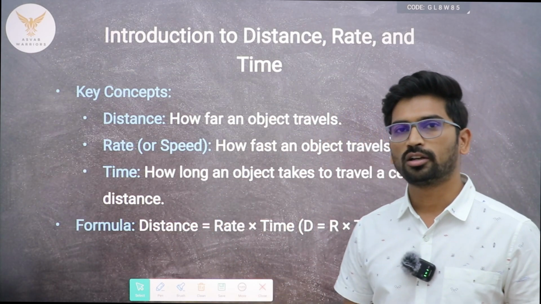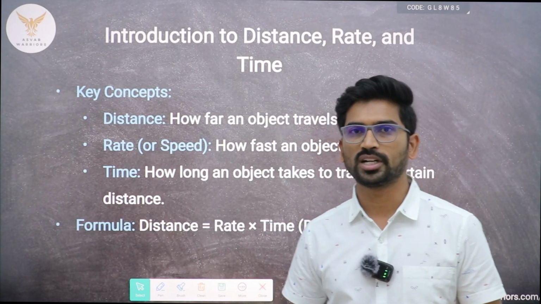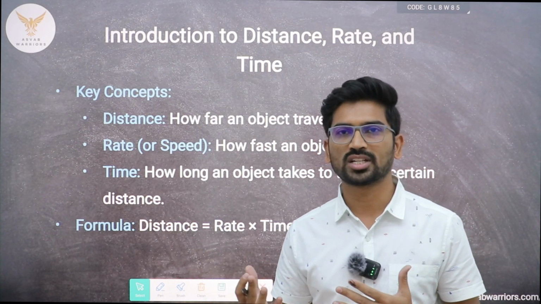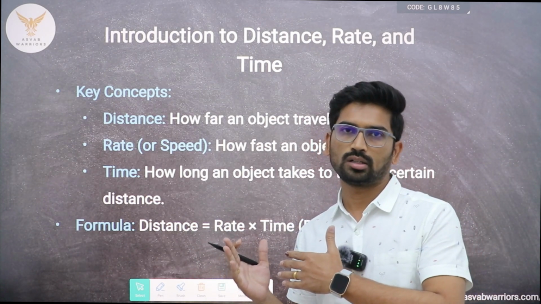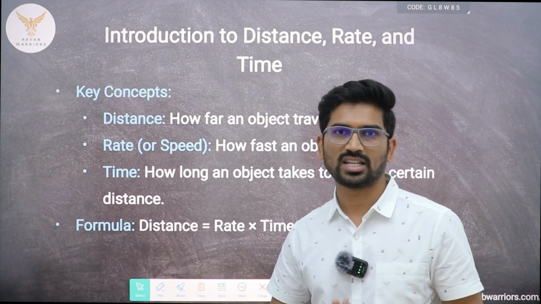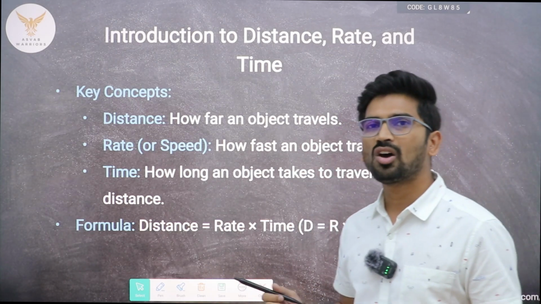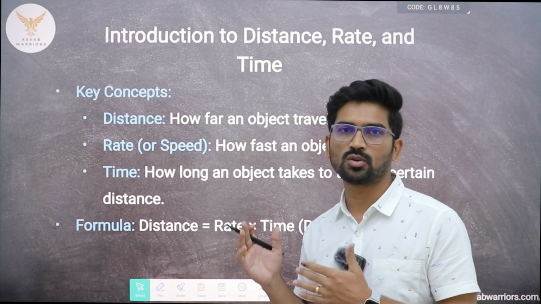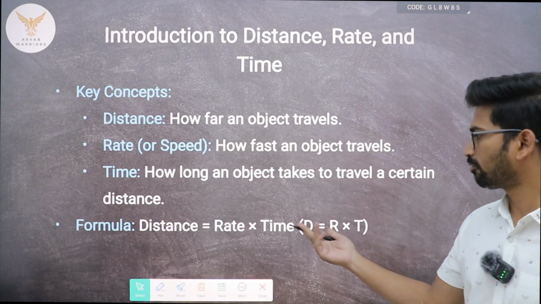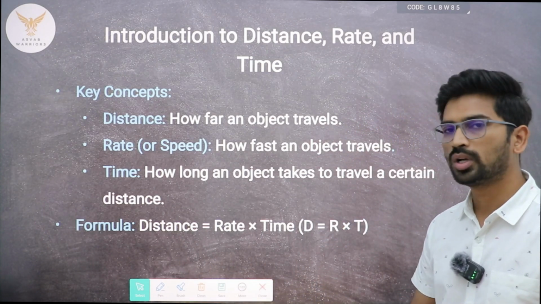Then the rate. Rate is interchangeably used as speed, and we know that speed is how fast an object is traveling. And time is how long the object is going to take to reach a particular destination from the initial position. The formula here is given: the formula for distance is rate into time.